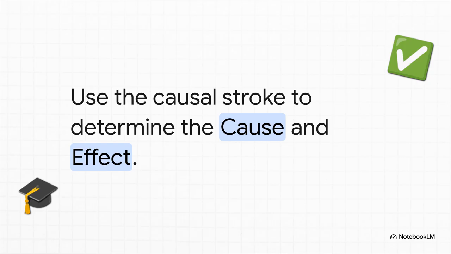You are now fully equipped to use the causal stroke to systematically separate the drivers, the causes, from the reactions, the effects. You can take any chaotic real-world physical system and assign flawless computational directionality to it. And most importantly, you're honoring the way nature organically builds up energy, which gives you incredible analytical clarity and vastly reduces the likelihood of computational errors.